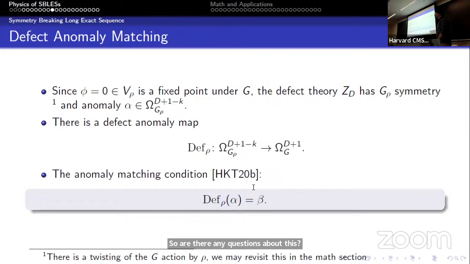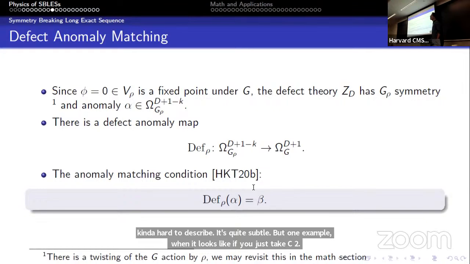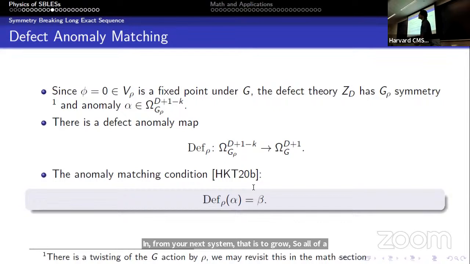Might have missed it. What's G-roll? It's kind of hard to describe. It's quite subtle. But one example of what it looks like: if you just take Z2 to Z2 in a fermionic system, then this G-roll might be some P plus. So all of a sudden, it might be anti-unitary, and it might source to some PM. Another example is, let's say my original G is just U1, then this G-roll might be spin C. So if I go all the way to 2 pi, I might give myself back. So it's really twisting with spacetime symmetry.